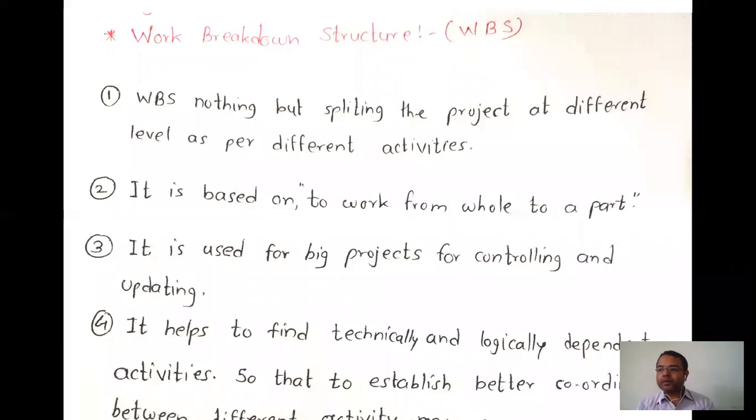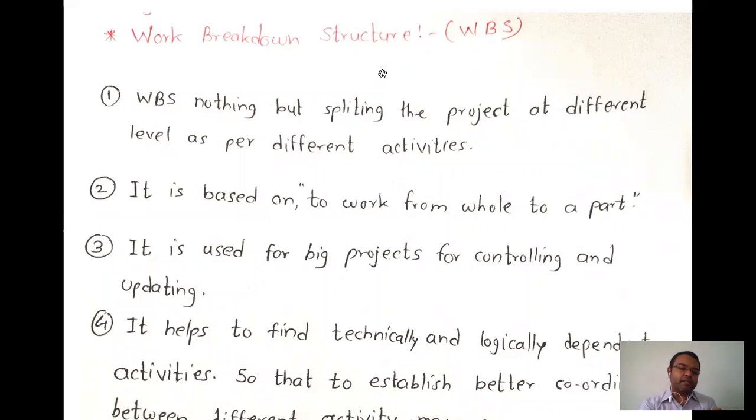Suppose we consider the construction of one apartment. In that case, we divide the total construction of the apartment into different phases. We can split the RCC work separately. Next, we can consider plastering and plumbing separately. We can assign these different activities to different people. So we have to break the total project into different components. That is the concept of work breakdown structure.